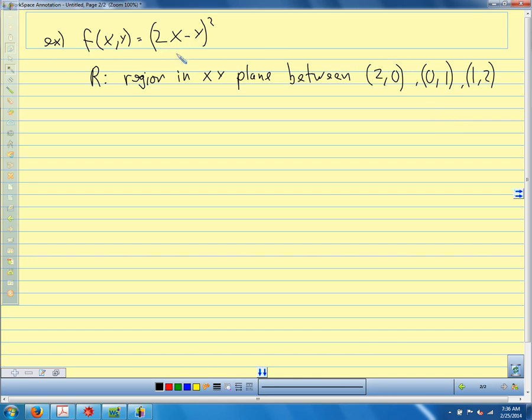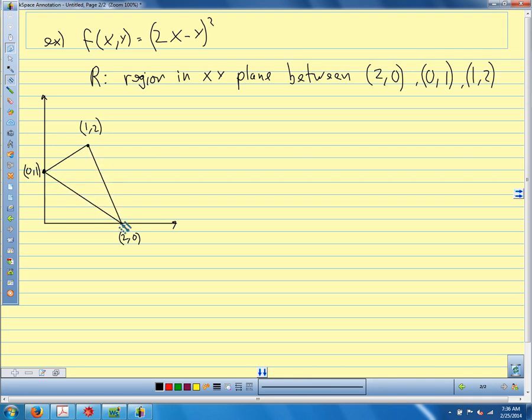So we have this function. We're going to have this surface above a triangle in the xy plane. Let's draw a sketch of our region. So here's our xy plane, and I'm going to go from the point here. We have a point at 0, 1. We have a point up here at 1, 2, and a point over here, 2, 0. So there's my region, something like that. So we have the surface above this region.